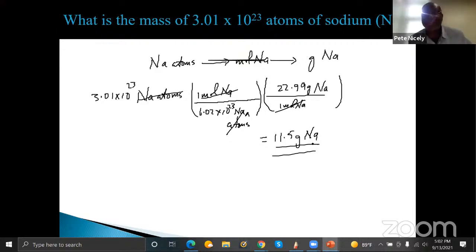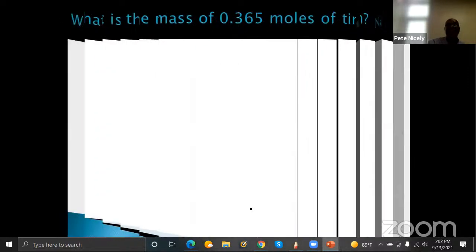Okay, any questions about this example? Any questions? Okay, moving along. I think I have another example lined up.